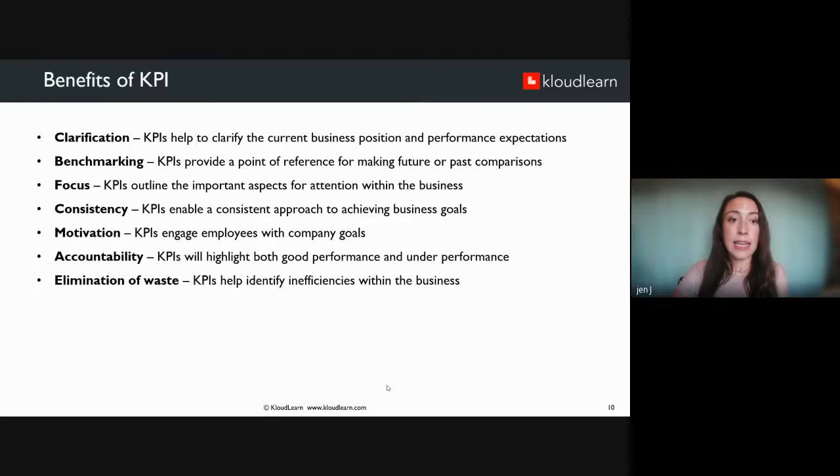Consistency. KPIs enable a consistent approach to achieving business goals. Motivation. KPIs engage employees with company goals. Accountability. KPIs will highlight both good performance and underperformance. And elimination of waste. KPIs help identify inefficiencies within the business.